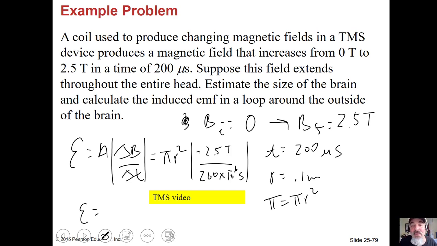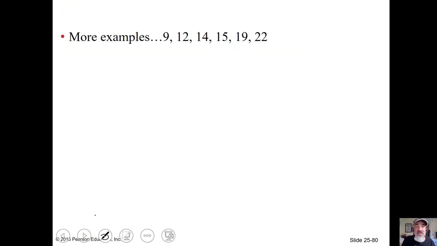Okay, so either A or the angle between them has to change. In most of the problems, it seems to be the magnetic field strength changing. Okay, good. Next slide is more examples, which again, I'll make a separate homework video for this.